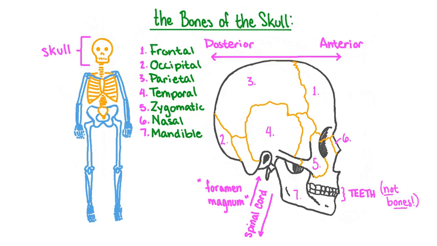The skull can also be divided into an anterior and a posterior portion. Posterior is a word that means rear or behind, and anterior means front or forward. The term posterior skull typically refers to the bones of the cranium, and anterior skull typically refers to the facial bones and mandible. Next, let's take a look at the bones of the thoracic cage or rib cage.